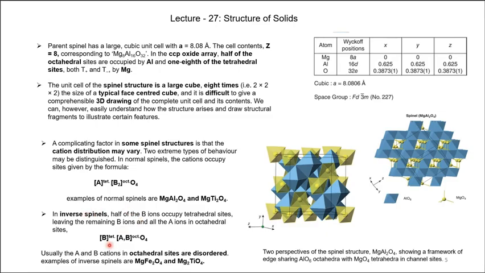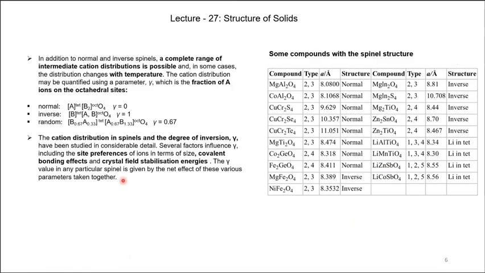So what is inverse spinel then? You see that some of the B cations are in tetrahedral sites, and all A plus some B are in octahedral positions. So this is inverse spinel. We go to the next slide and then finish today's lecture. A complete range of intermediate cation distribution is possible, in addition to normal and inverse spinels.